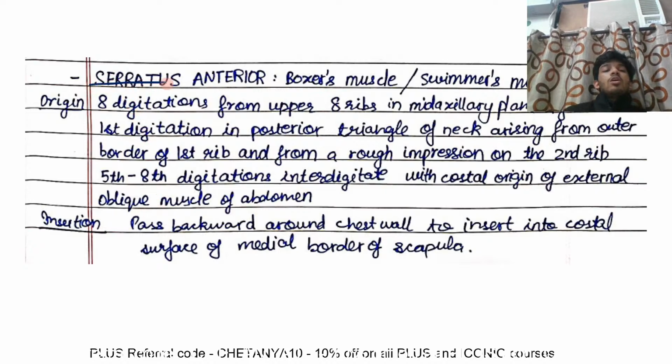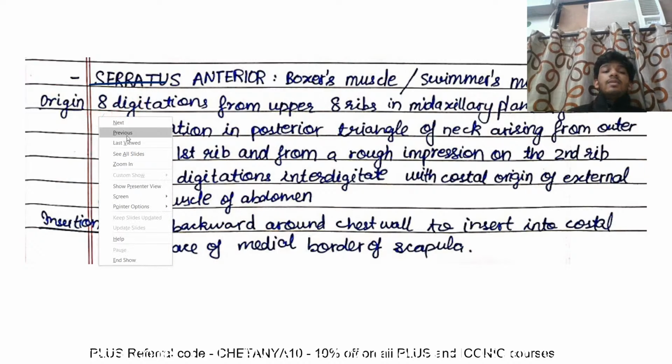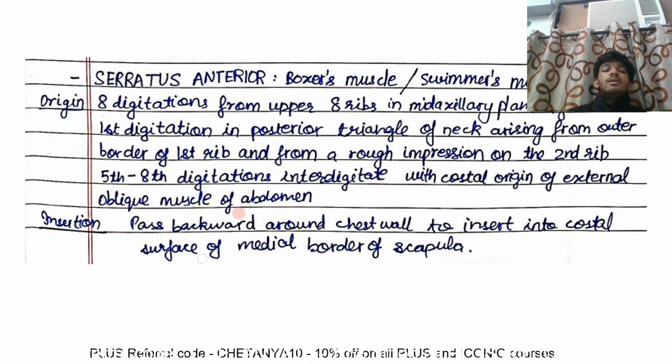So after that, we are going to talk about serratus anterior. Serratus anterior is also called the boxer's muscle, or the swimmer's muscle. You can keep that in mind. The boxer's muscle really helps me to remember the action of serratus anterior.